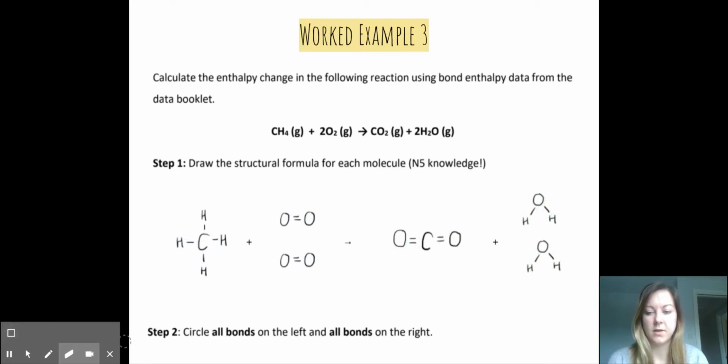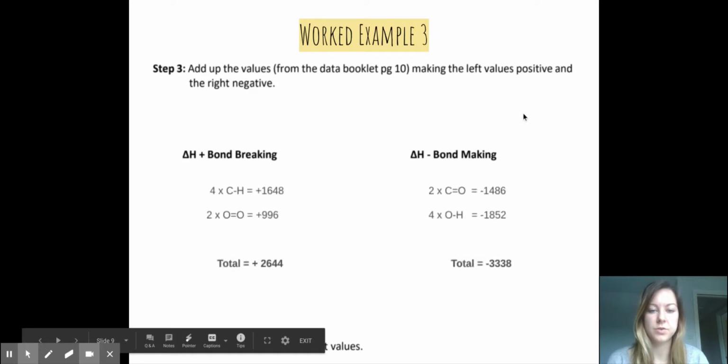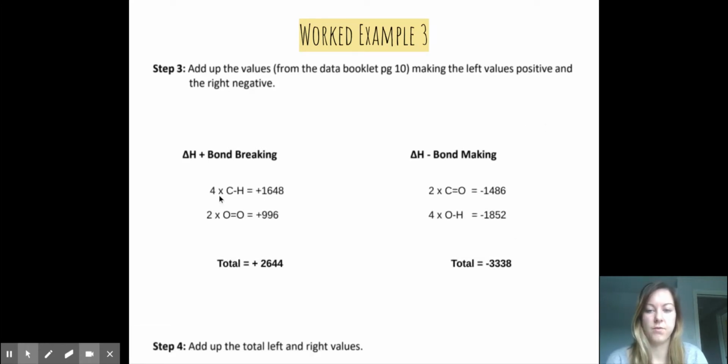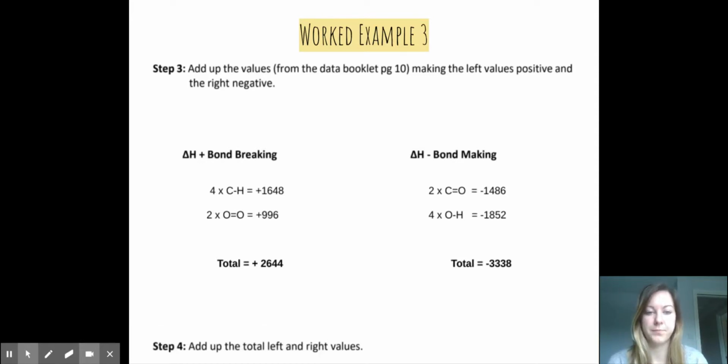So if we go to that little list and add up all the values, we get this. So 4 carbon to hydrogens is 4 multiplied by 412, and we get 1648. 2 oxygens, if you just look that up in the data booklet, on the bond enthalpy side, the left hand side, it's 498 times 2, which is 996. That means our total on the left is positive 2644.